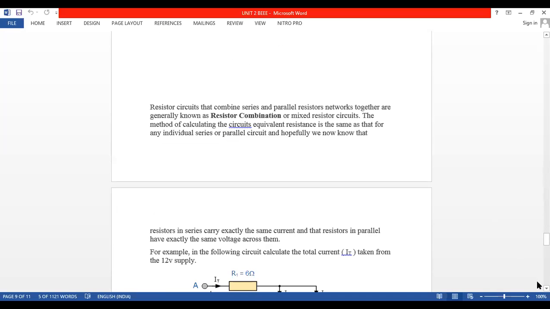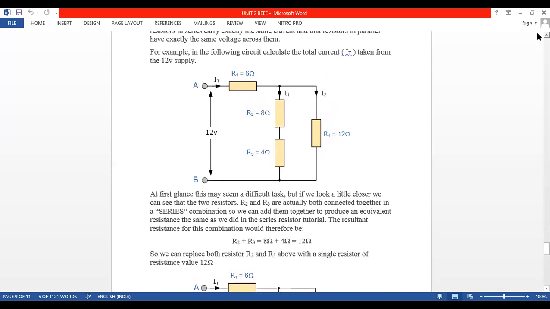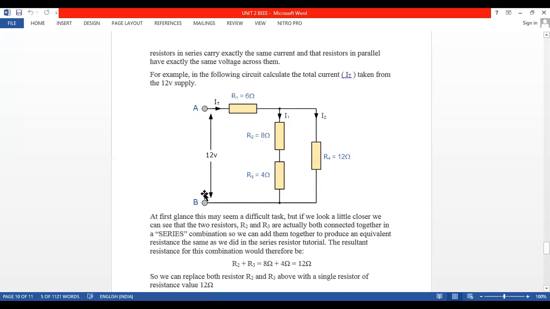So let me take the complicated problem, all of you. You tell me this circuit. All of you see, this is not series, not parallel. It is a complex combination of series and parallel. It is complex, okay? Now you see how to solve this one, right?